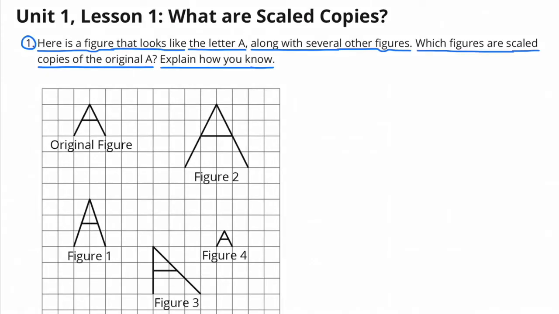Number 1. Here is a figure that looks like the letter A, along with several other figures. Which figures are scaled copies of the original A? Explain how you know.